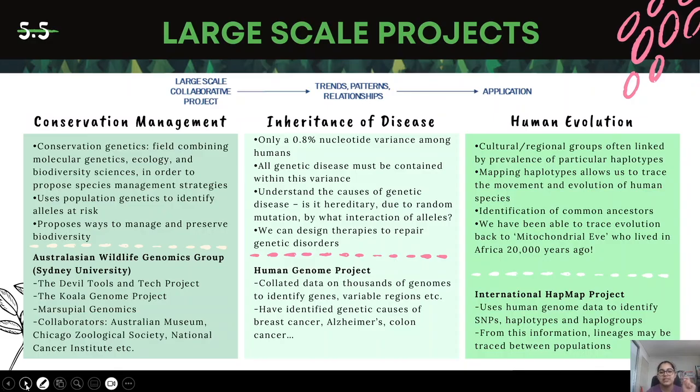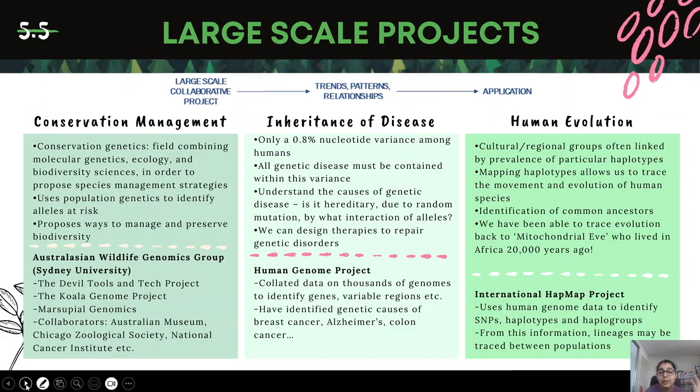So within that 0.8% buffer is where genetic diseases are contained, right? Genetic diseases have to be contained within that variance between different people. So we want to understand the causes of genetic disease. Is it hereditary, or is it rather a more random mutation? How are the alleles behaving? After we do that, we can design therapies to repair genetic disorders.